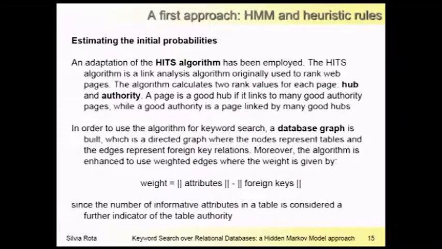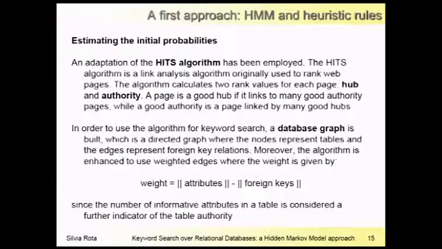So how do we estimate the initial probabilities? Initial probabilities in the model are the probabilities that the first observation in the sequence corresponds to a certain state. Basically, the initial probability tells us from which state to begin the search. To estimate this probability, we use this algorithm. This algorithm is employed for link analysis and is something similar to PageRank. It scores nodes in a graph and gives two different types of scores. We use only the authority one.